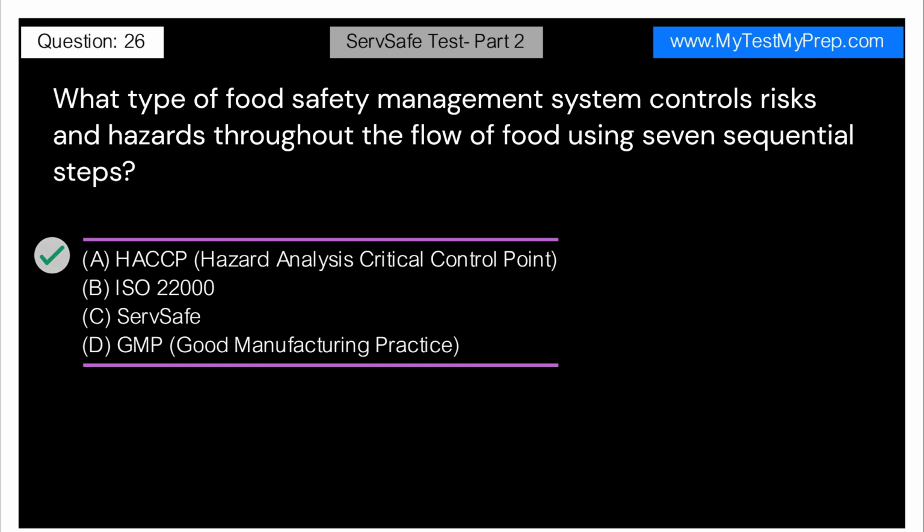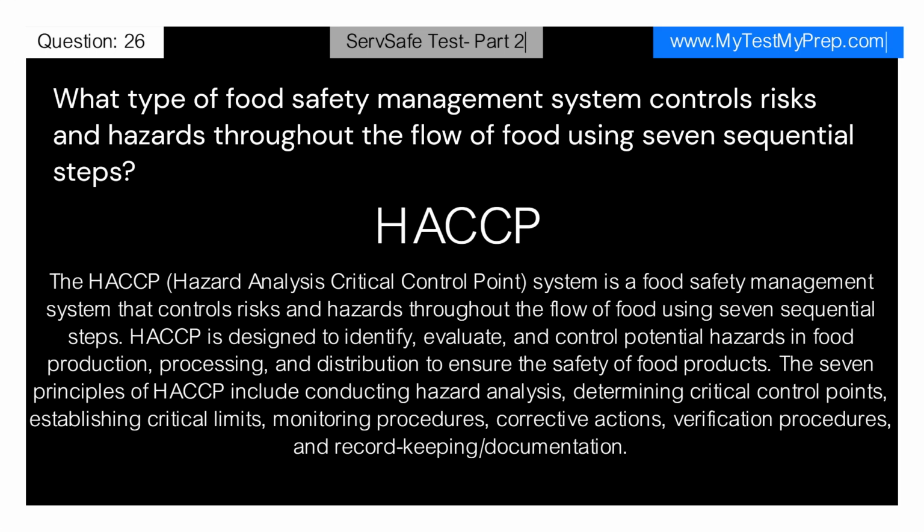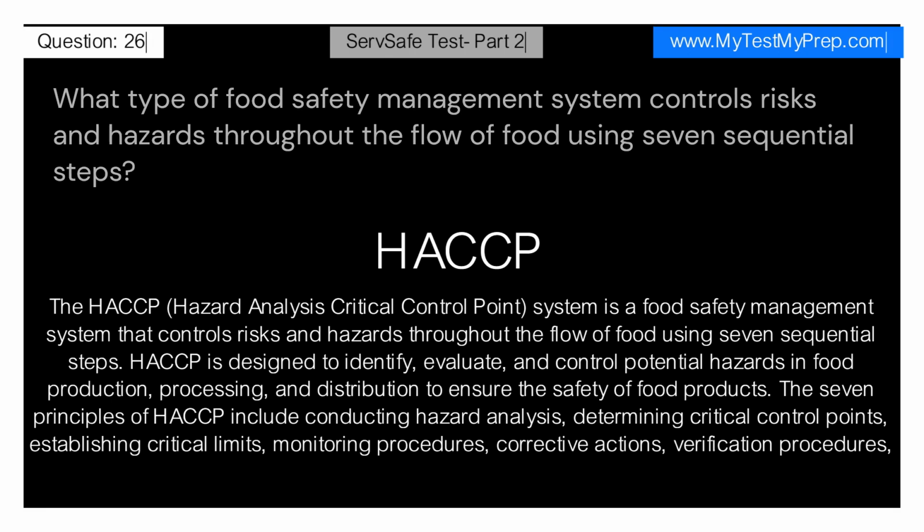Answer A. The HACCP, Hazard Analysis Critical Control Point, system is a food safety management system that controls risks and hazards throughout the flow of food using 7 sequential steps. HACCP is designed to identify, evaluate, and control potential hazards in food production, processing, and distribution to ensure the safety of food products. The 7 principles of HACCP include conducting hazard analysis, determining critical control points, establishing critical limits, monitoring procedures, corrective actions, verification procedures, and record-keeping or documentation.